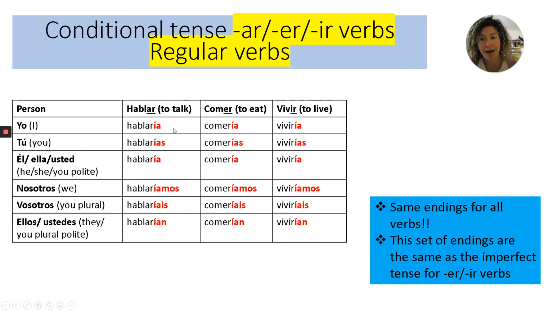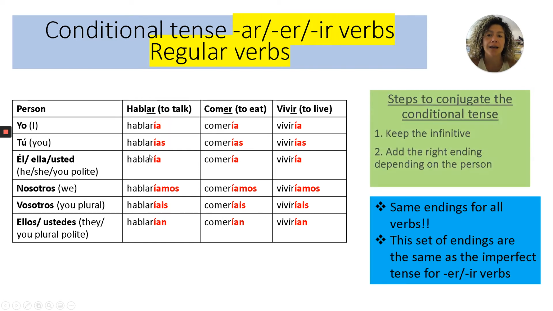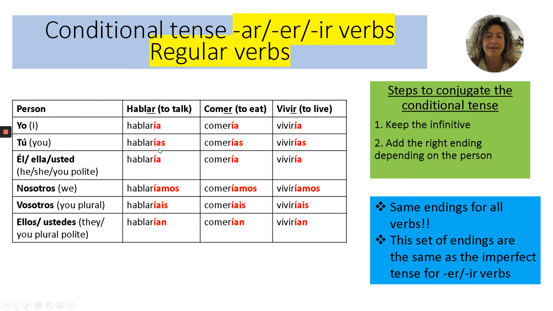So I've got hablaría. Let's go through the pronunciation of the endings, and repeat after me: ía, ías, ía, íamos, íais, ían. So the steps we're going to follow to conjugate the conditional tense: keep the infinitive, and add the right ending depending on the person. Pretty straightforward.